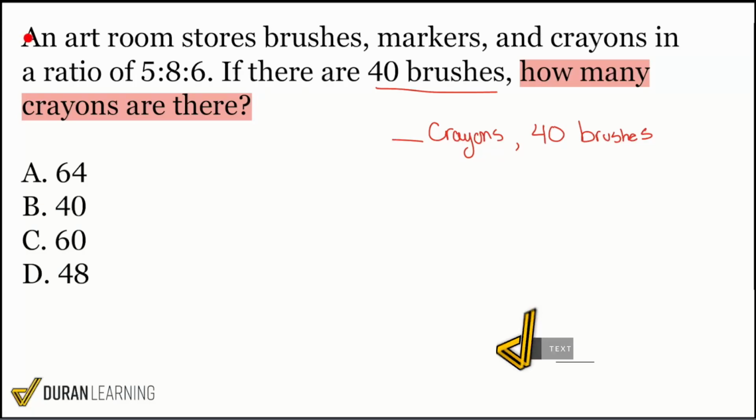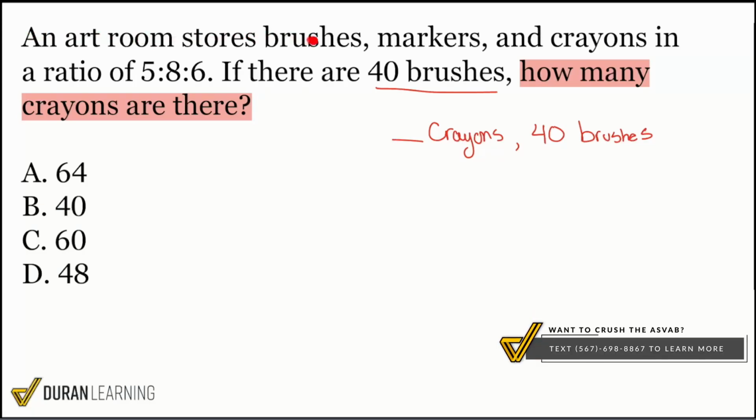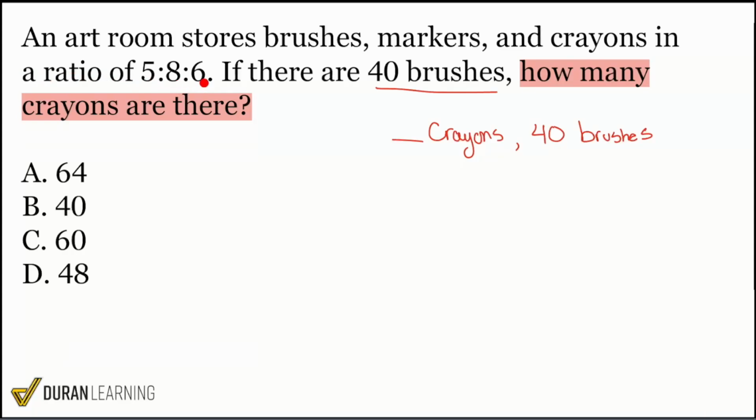Here it says, an art room stores brushes, markers, and crayons in a ratio of 5 to 8 to 6. This might be right about the time where we might be freaking out, right? We might be a little timid about this one because you might be thinking, oh, hey, coach taught me with proportions and ratios, compare the same things in the same way. So let me show you how that doesn't change. Let me show you how that is still the right way to think about this.